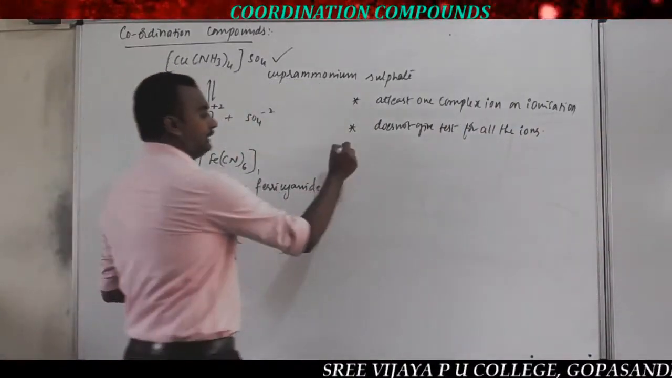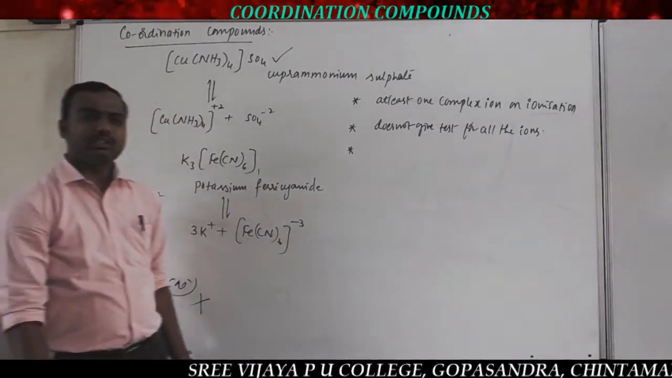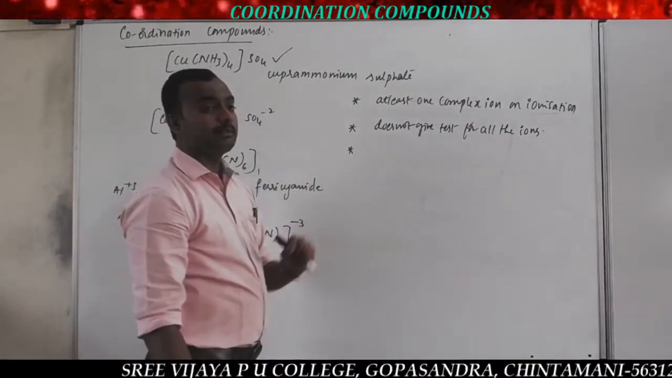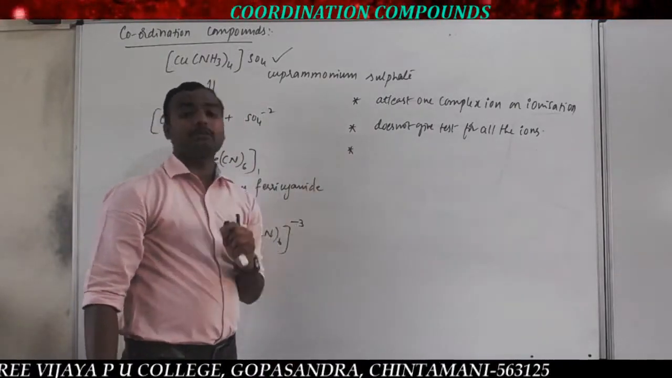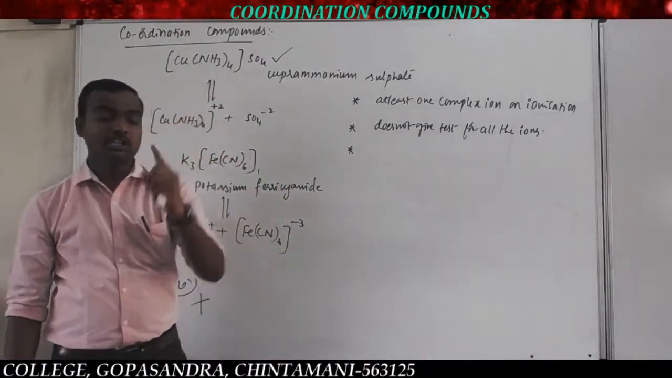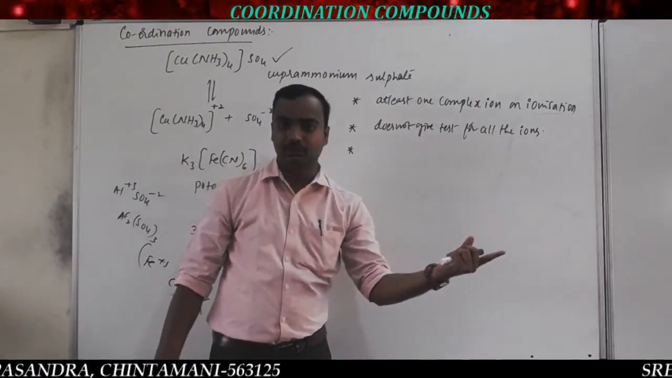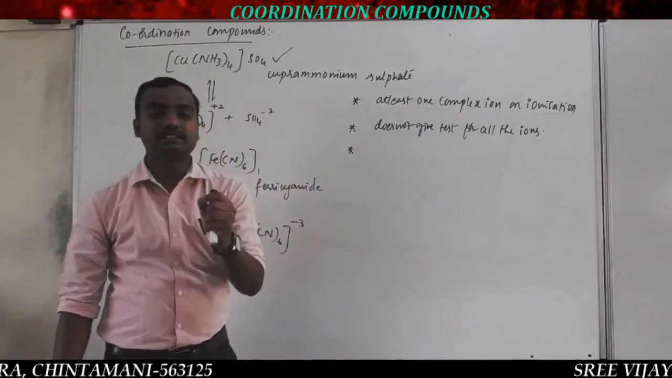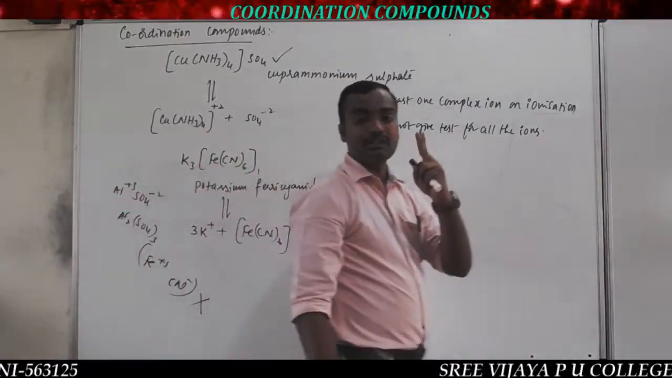So what type of ions are formed in the case of double salts when dissolved in water? Simple ions. The double salt is made up of two simple salts. But a coordination compound consists of at least one complex ion. A complex ion must come when we dissolve it. But in the case of double salts, it consists of two simple salts.